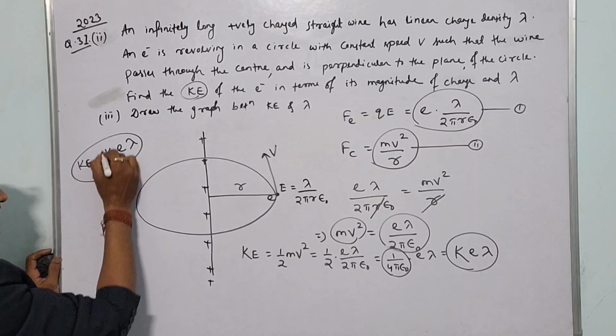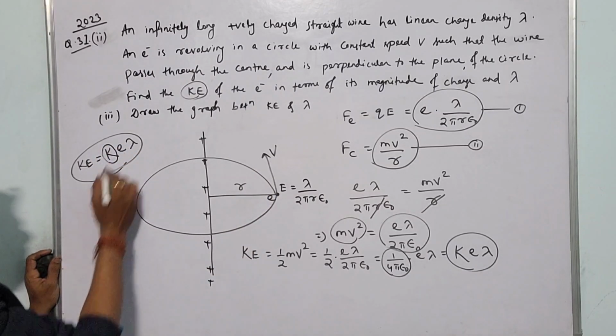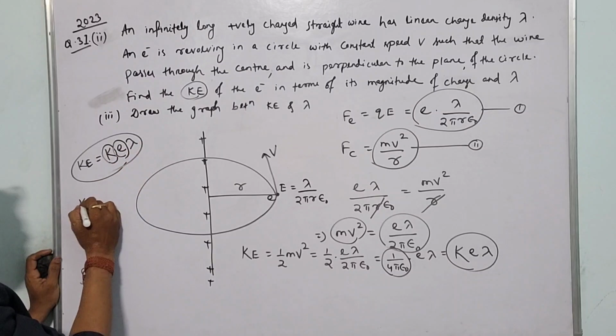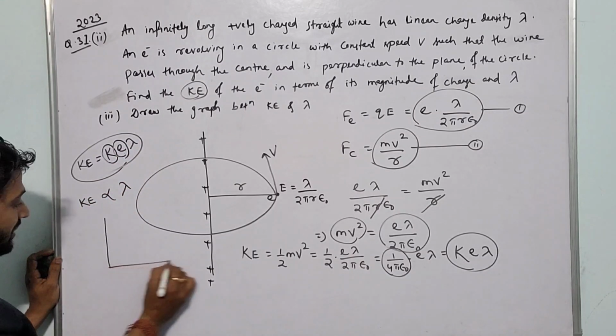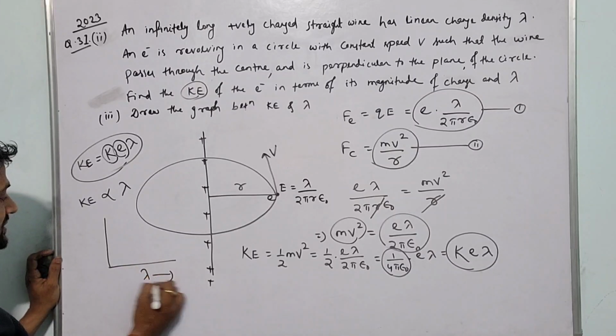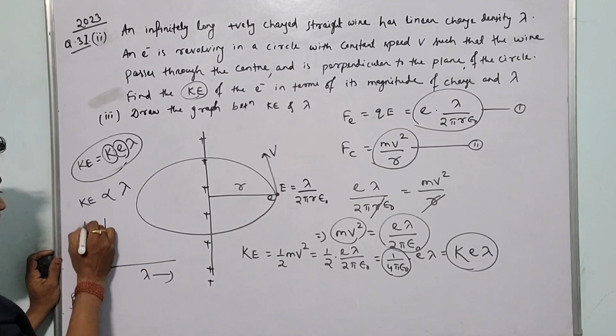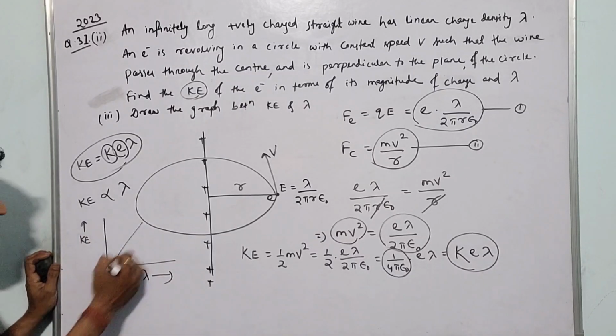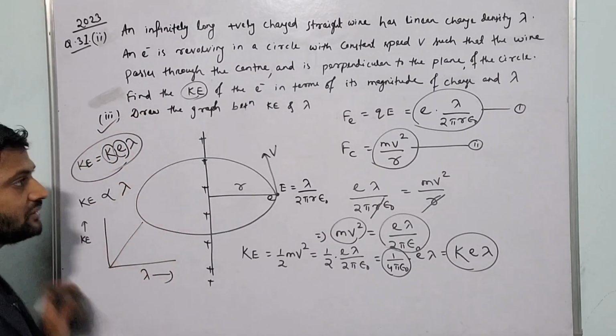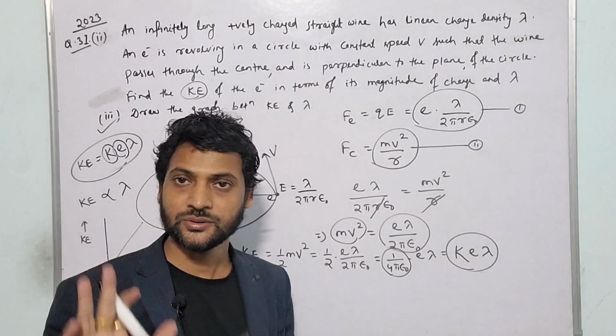Now the point is we will have to draw the graph between kinetic energy and lambda. Look, the electrostatic force constant is constant, the charge on the electron is constant, so we can say kinetic energy is directly proportional to lambda. So if we plot a graph, you take lambda on the x-axis and kinetic energy on the y-axis. So the graph will be a straight line. The graph will be a straight line. Then I think it is clear. No doubt. Shall I erase?